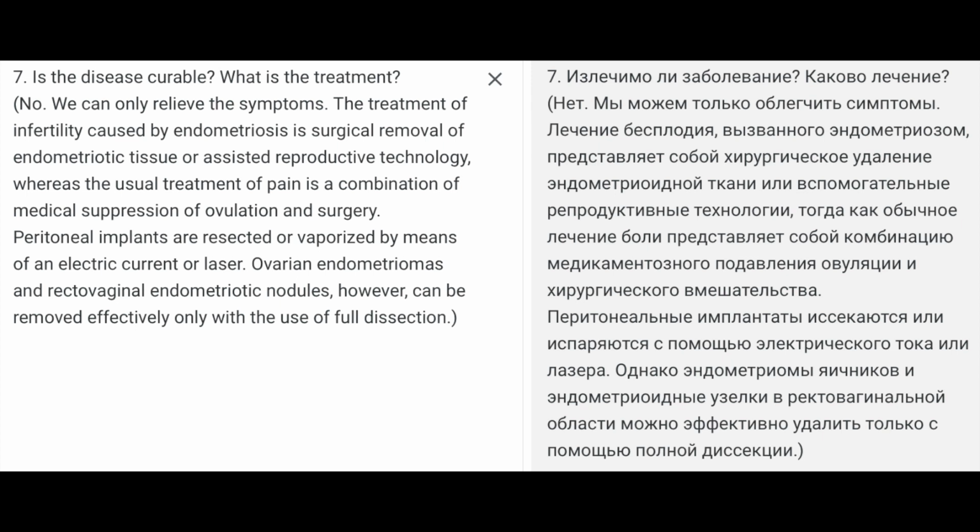We can only relieve the symptoms. The treatment of infertility caused by endometriosis is surgical removal of endometriotic tissue or assisted reproductive technology, whereas the usual treatment of pain is a combination of medical suppression of ovulation and surgery. Peritoneal implants are resected or vaporized by means of an electric current or laser. Ovarian endometriomas and rectovaginal endometriotic nodules, however, can be removed effectively only with the use of full dissection.